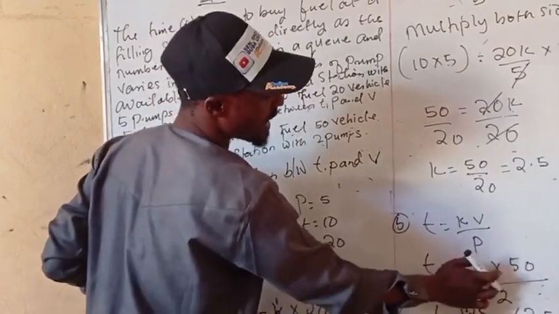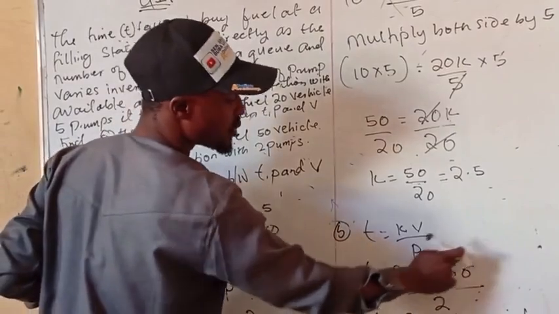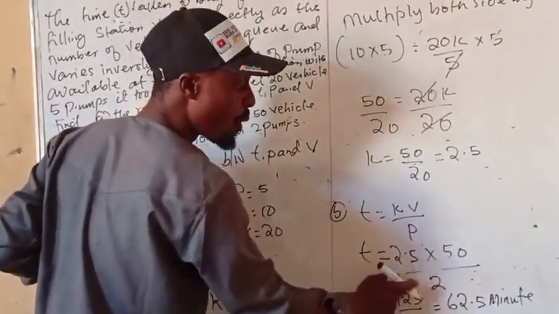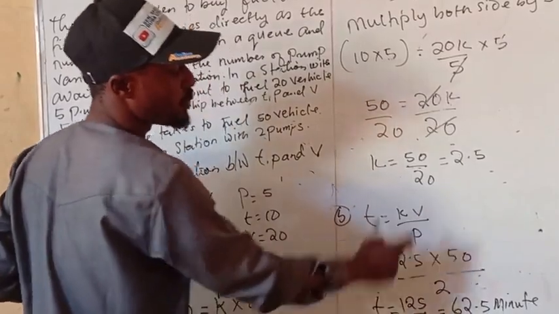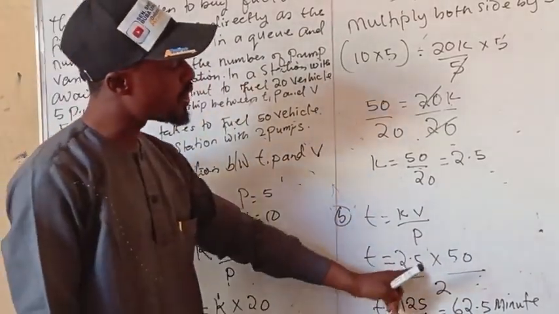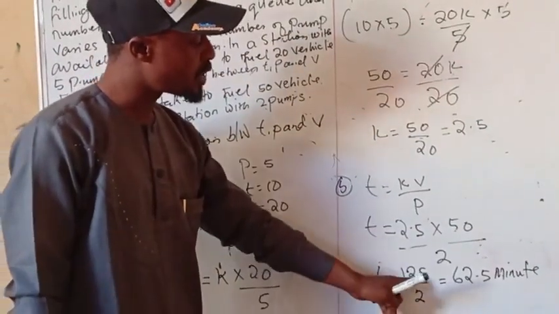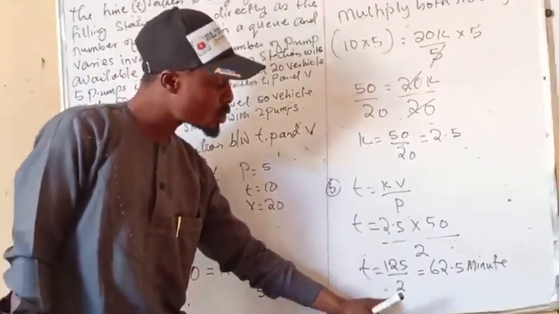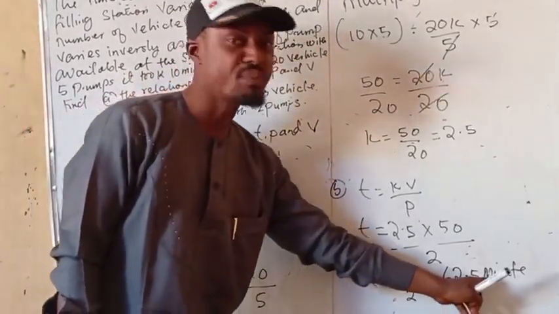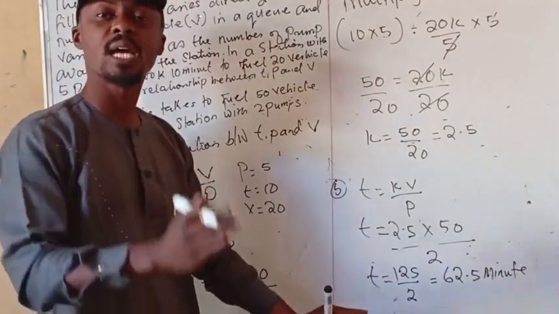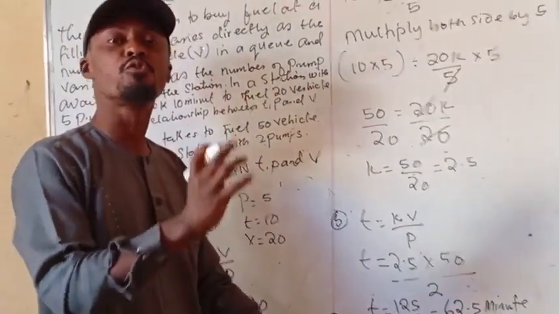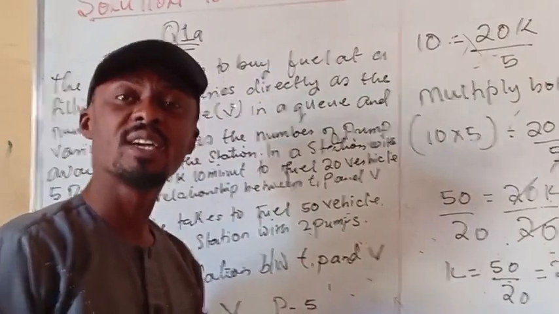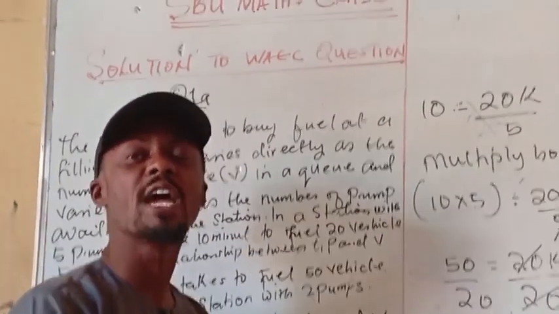You say 2.5 times the number of vehicles. They say 50 vehicles, times 50, all over P. They say we are no longer using 5 pumps. You are told to use 2 pumps to fuel 50 vehicles, and your constant of proportionality is 2.5. You now say 2.5 times 50 will give you 125. Divide by the number of pumps, which is 2, it will be 125 divided by 2, which equals 62.5 minutes. Means the time taken to use 2 pumps in fueling 50 vehicles in that same station, having the constant of proportionality to be 2.5, is 62.5 minutes.